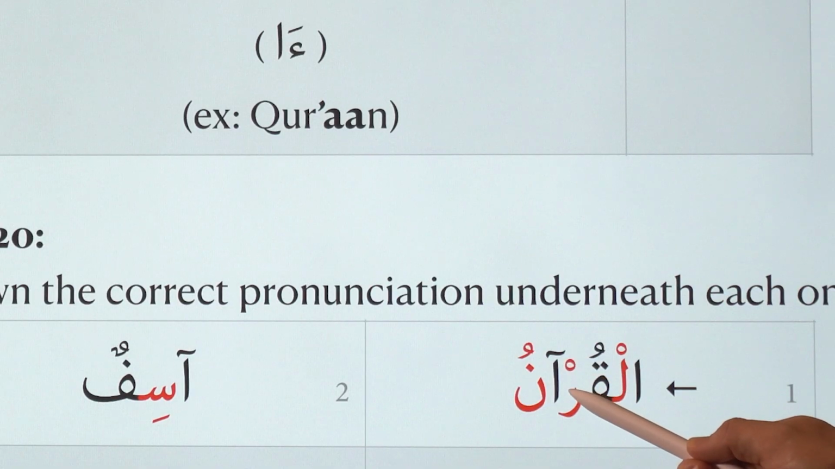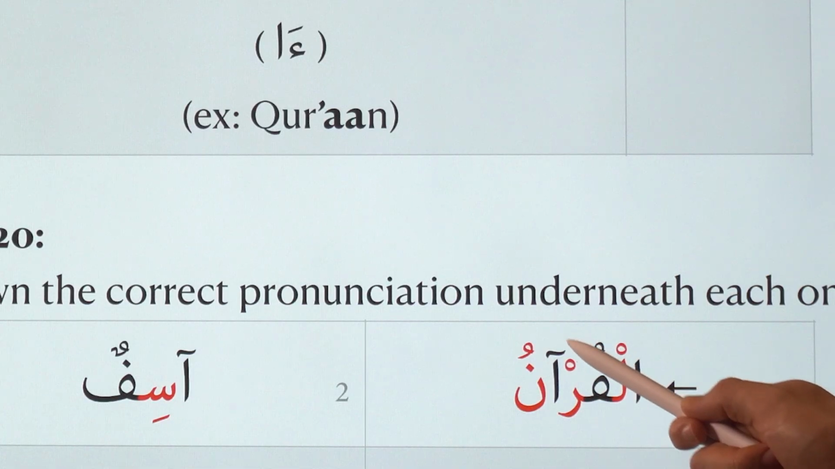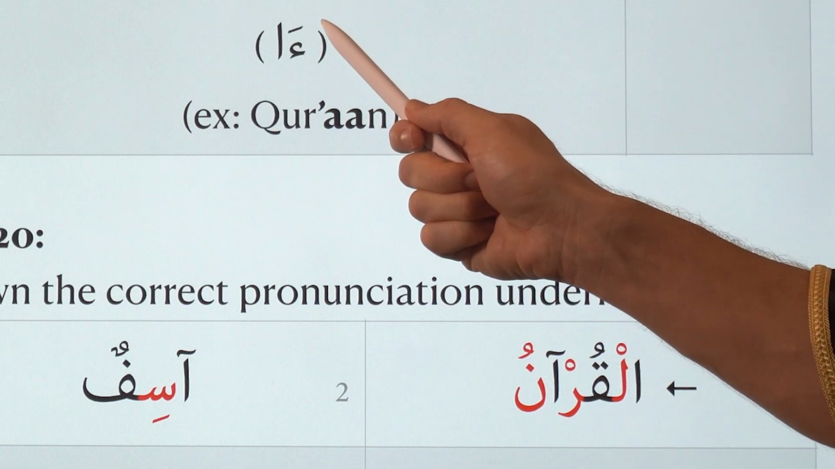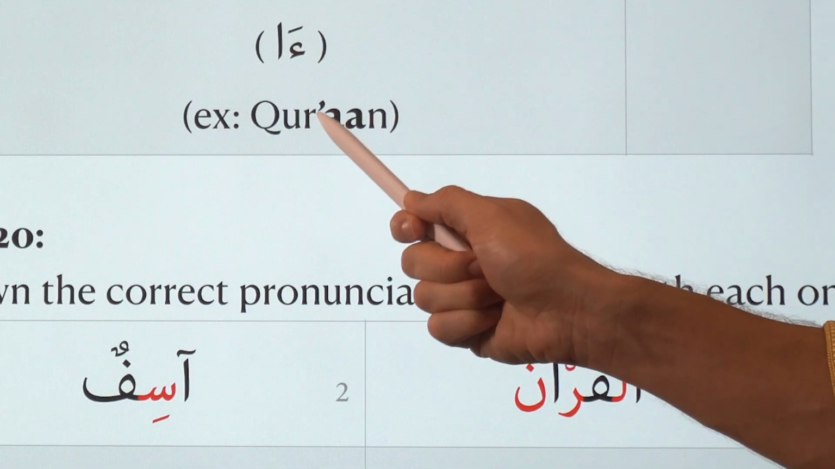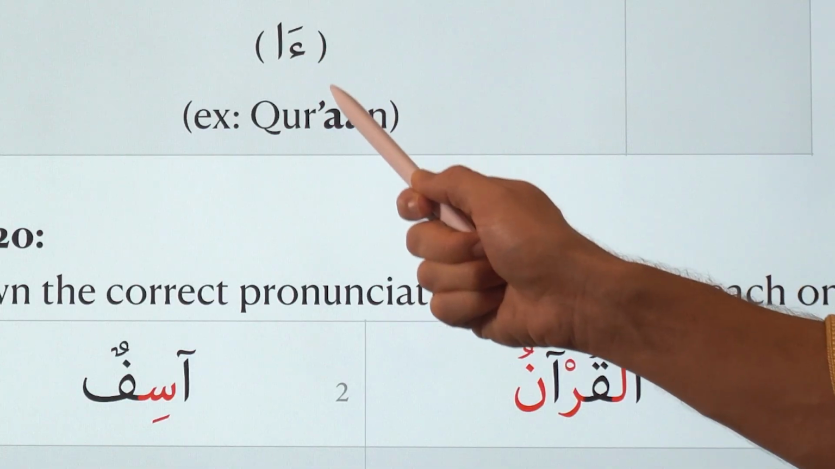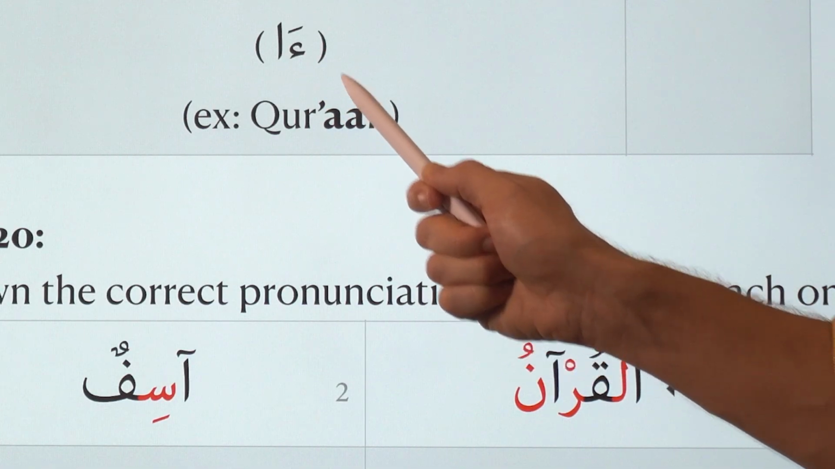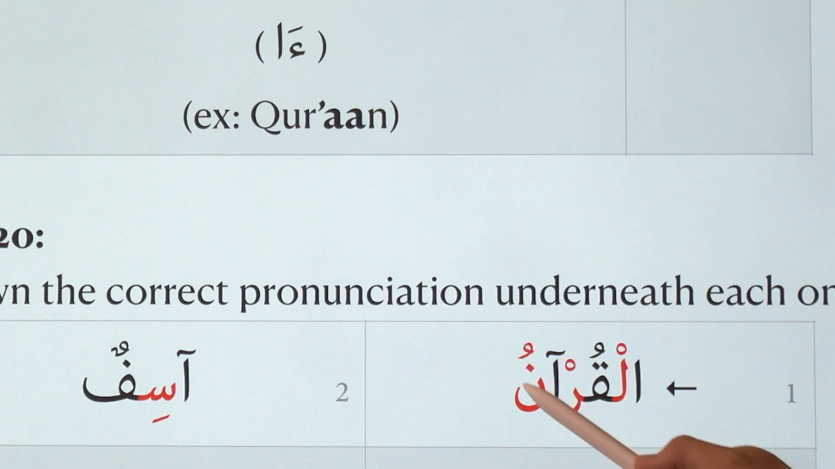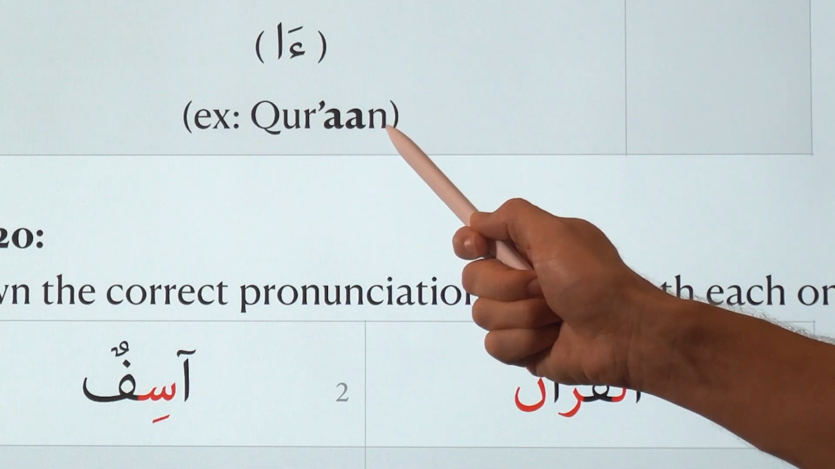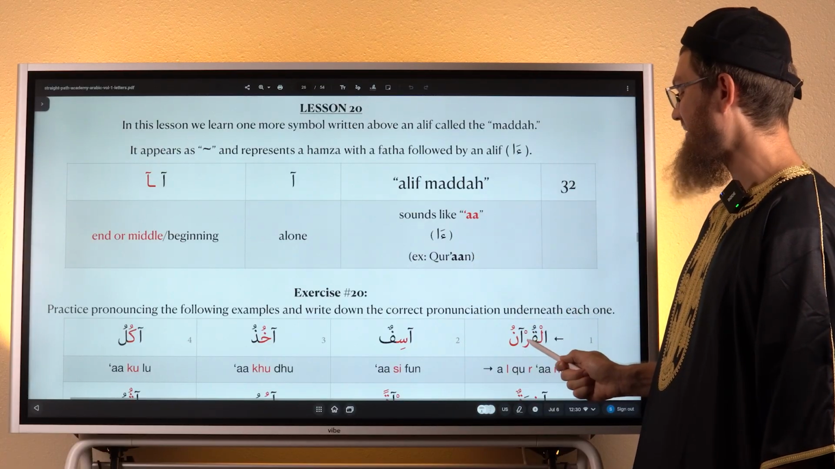Then we see the Alif Madda. Here is the Alif with the Madda above it, which again represents a Hamza with a Fatha followed by an Alif. So after the R representing the Ra, we have an apostrophe representing the Hamza. Then we have an A representing the Fatha, and then we have another A representing the Alif. And then finally the word ends with a Noon, so we have the letter N for the Noon. So as we can see, the word Qur'an contains an Alif Madda.